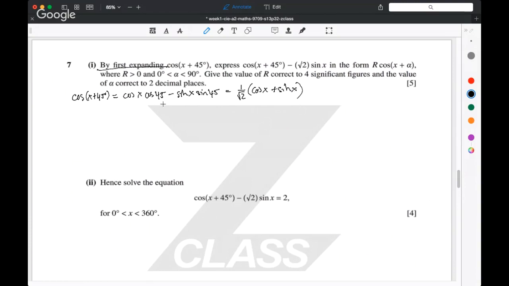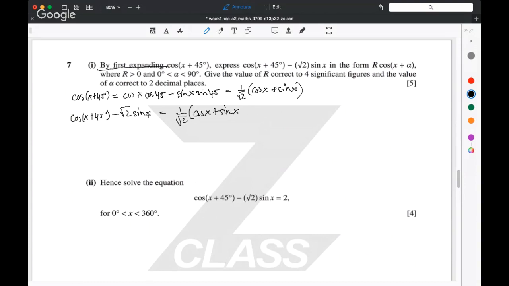Fantastic. So now we're going to subtract square root 2 sine x. If we do this, we get the cosine of x plus 45 minus square root 2 sine x, and it's going to be equal to 1 over square root 2 times cos x plus sine x.